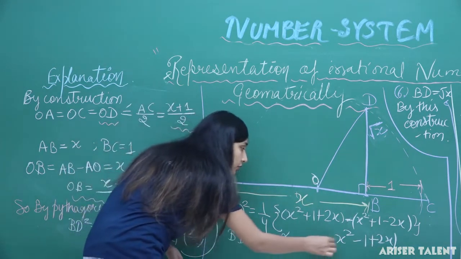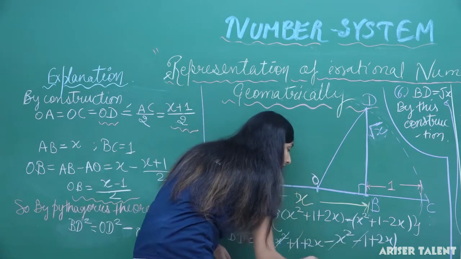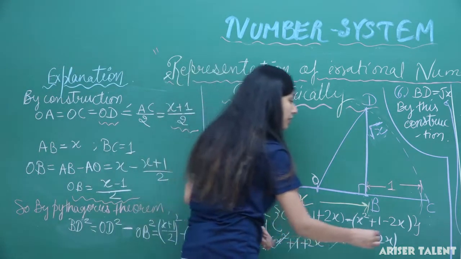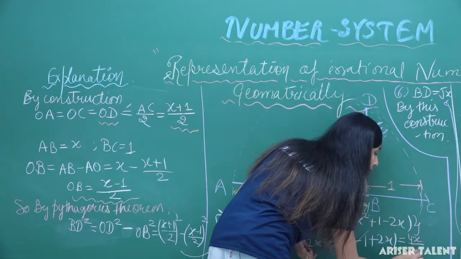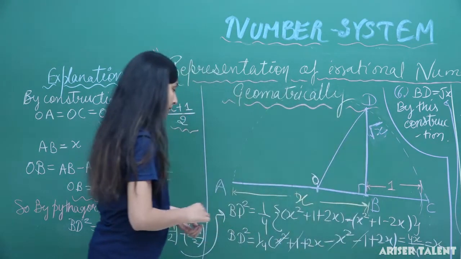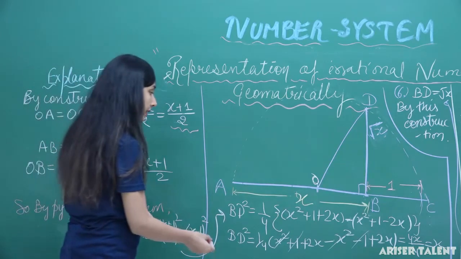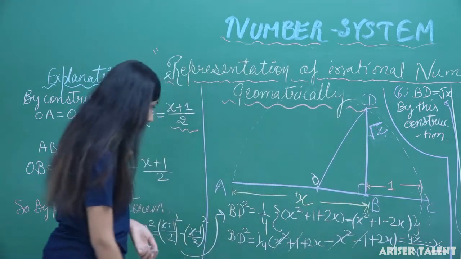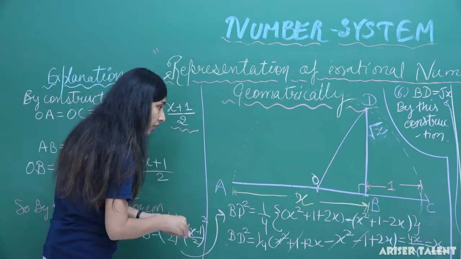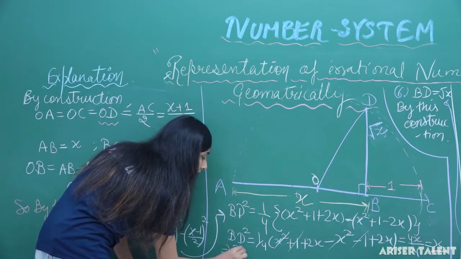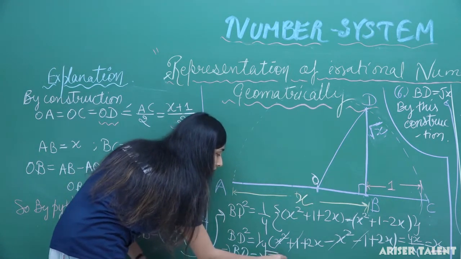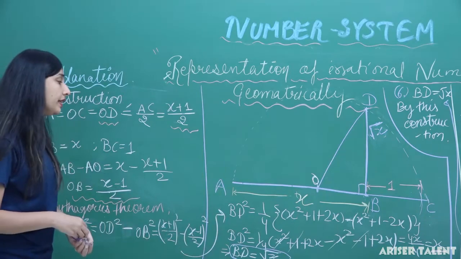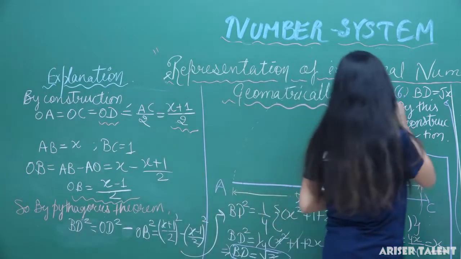Okay, and now this x square will cut, 1 and 1 will cut, that will become 2x plus 2x, that will be 4x by 4, and that is simply x. That means BD square is equal to x. This implies that BD is equal to root of x, isn't it? Okay, so BD equals root of x, and here BD equals root of x.